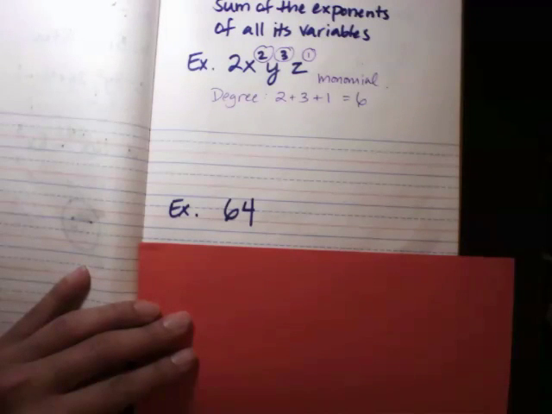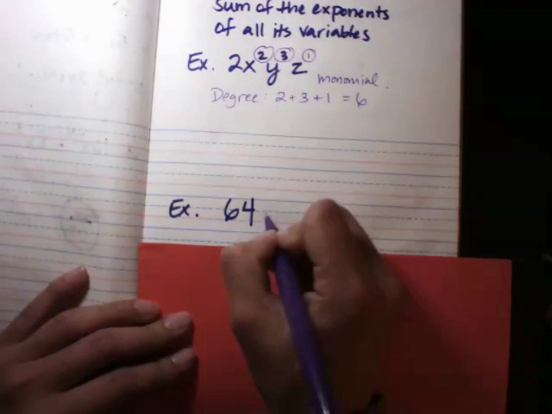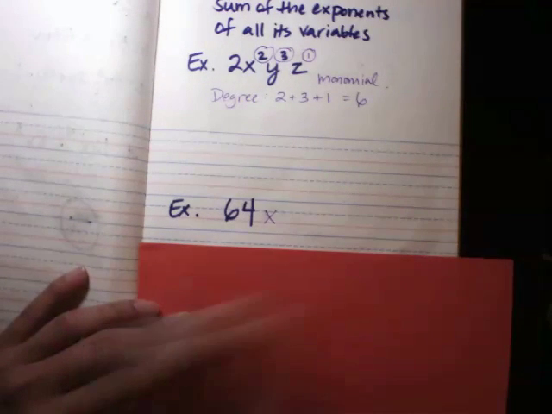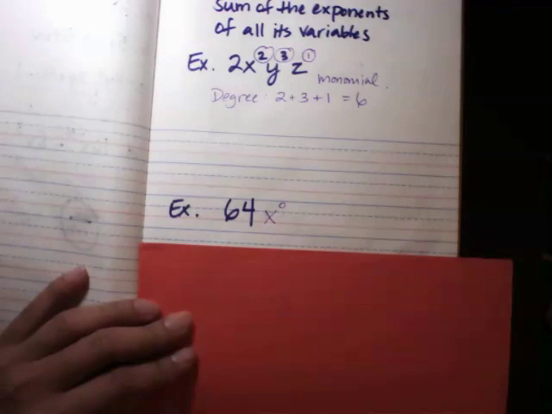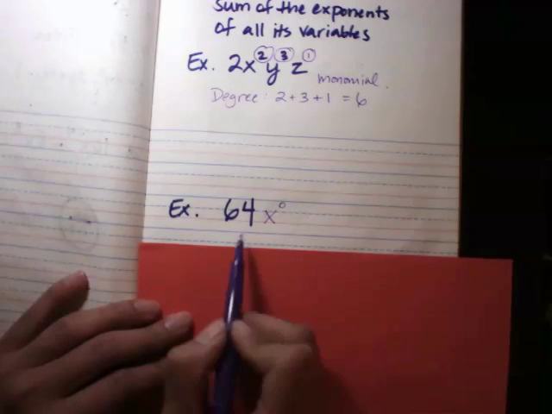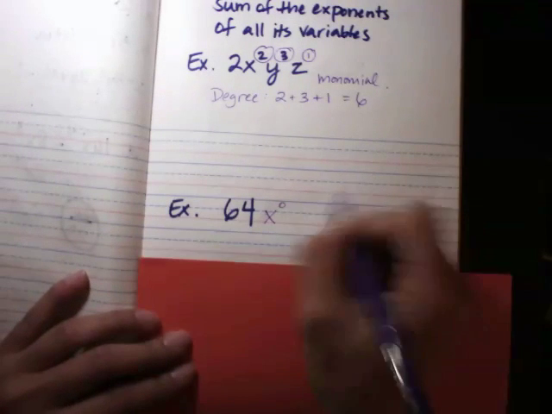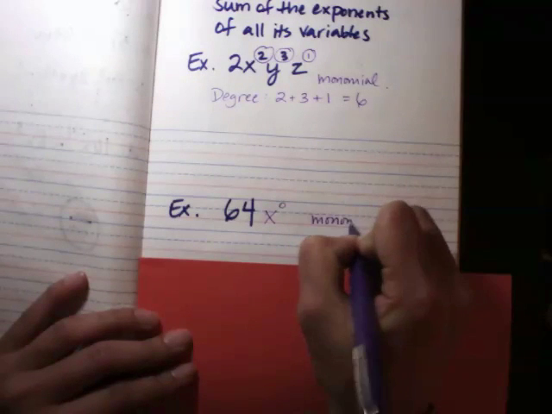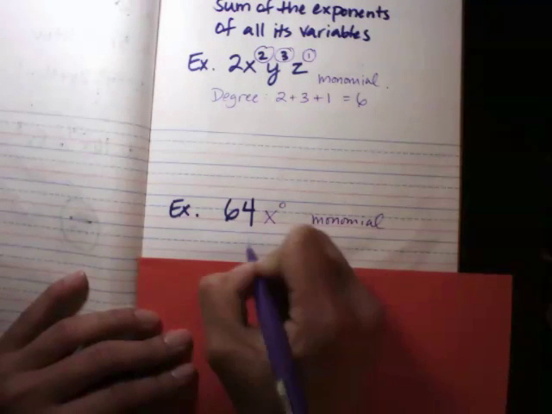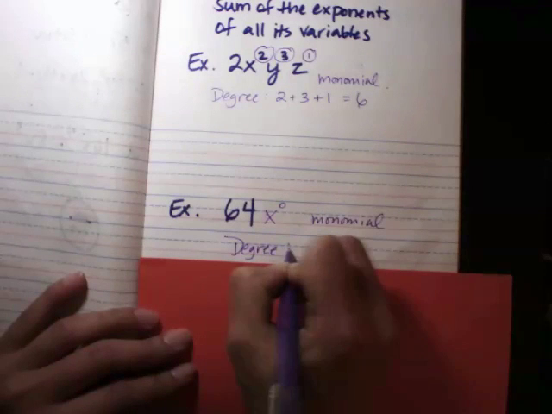Okay, did you get it? We have to be a little creative with this one. Okay, there's no variable here. If there was a variable here, it would have the exponent of 0, because x to the 0, y to the 0, any variable to the 0 power is just 1. 64 times 1 is what you're seeing here. So this is a monomial again because it is a constant. So the degree of this would be 0.